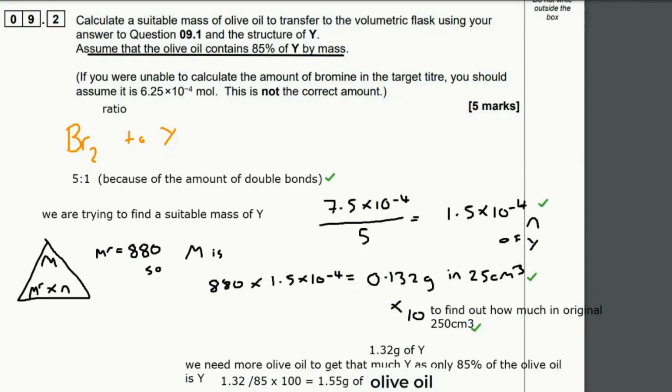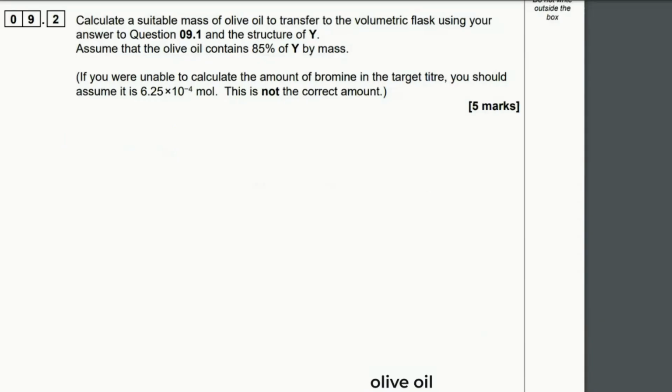And there you go. That's your 5 marks for part 9.2, which was probably the hardest part of question 9 of the 2022 paper. Let's move on.